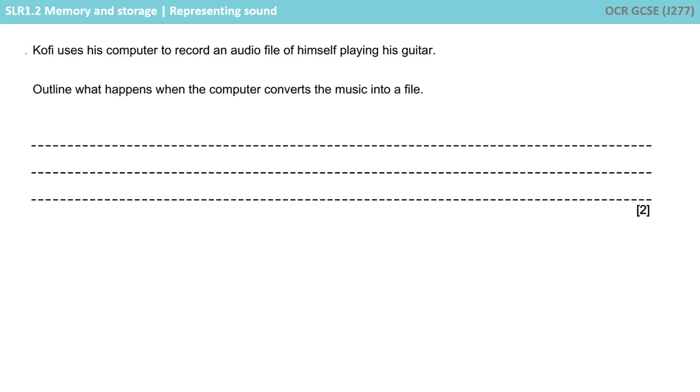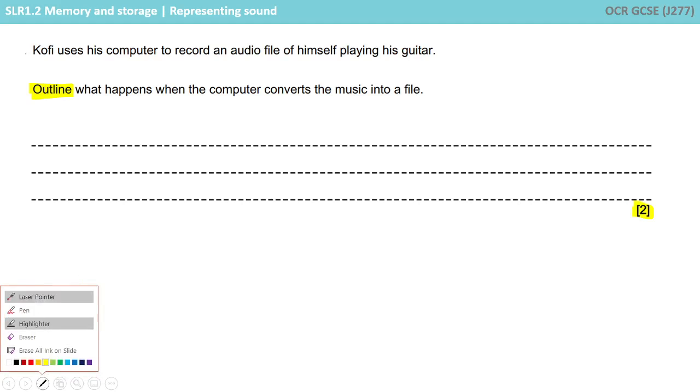Kofi uses his computer to record an audio file of himself playing his guitar. Outline what happens when the computer converts his music into a file. Our command word here, if you didn't know already, is outline. That's quite broad. It's worth 2 marks, so basically this is showing your knowledge and understanding. So what happens when the computer converts the music into a file? When it gets the sound from his guitar, what happens to it?